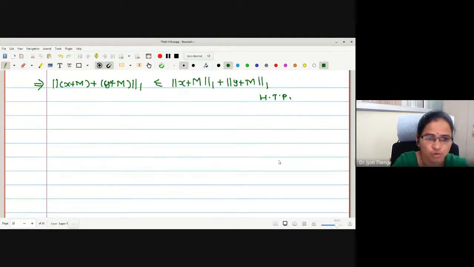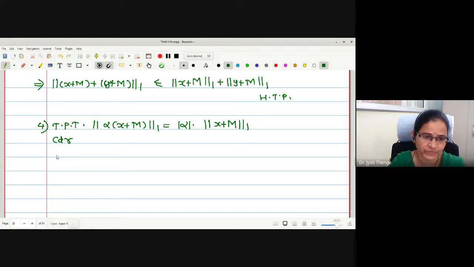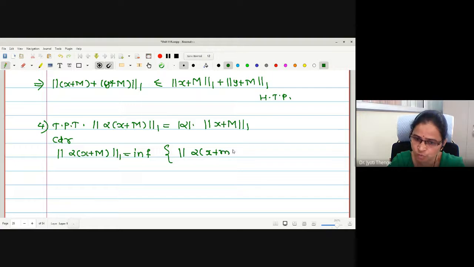Now lastly we will go for separating the scalar, right? Now alpha is a scalar. I am using norm 1 of alpha times x plus M. We wanted to prove mod alpha into norm 1 of x plus M. This is easier, right? Now norm 1 of alpha times x plus M. According to the definition, this is inferior norm of alpha times x plus small m such that m is in M.